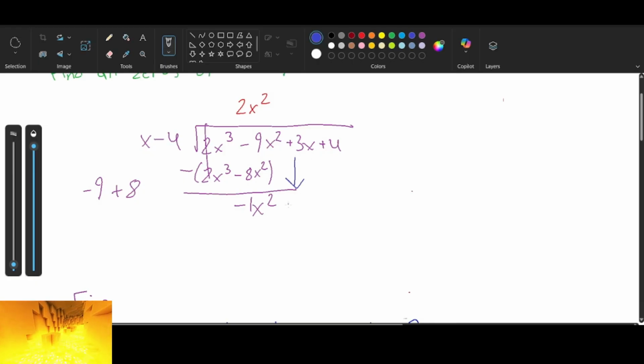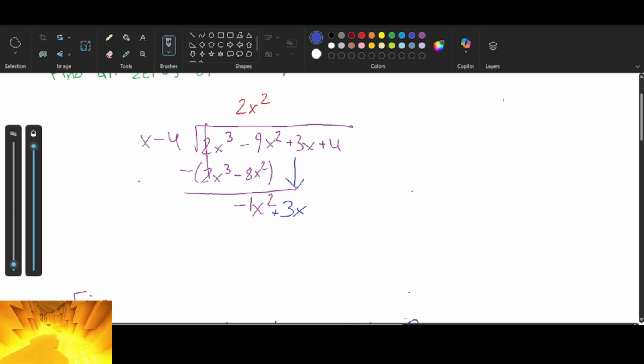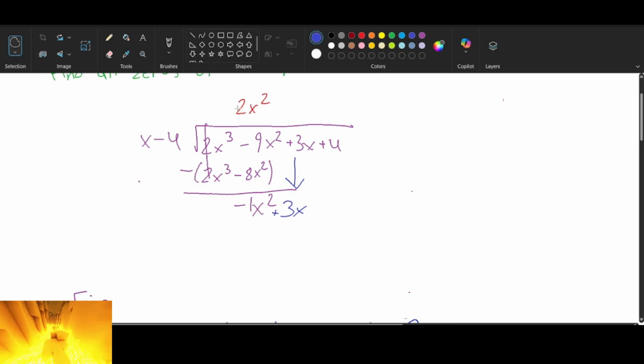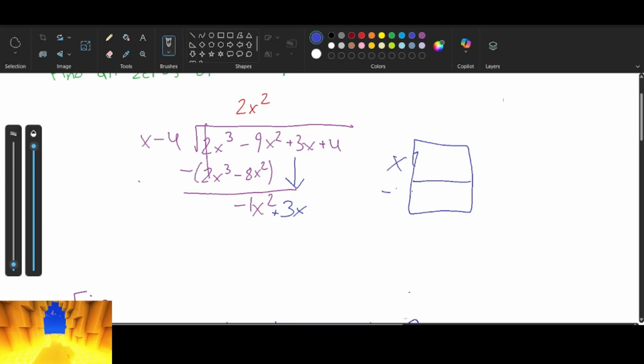I have to bring down that 3x now. So I have negative 1x squared plus 3x, right? Yeah, get rid of that as well. It's just annoying. So I have x minus 4. I can do my little box again if that helps you guys. I have x minus 4.